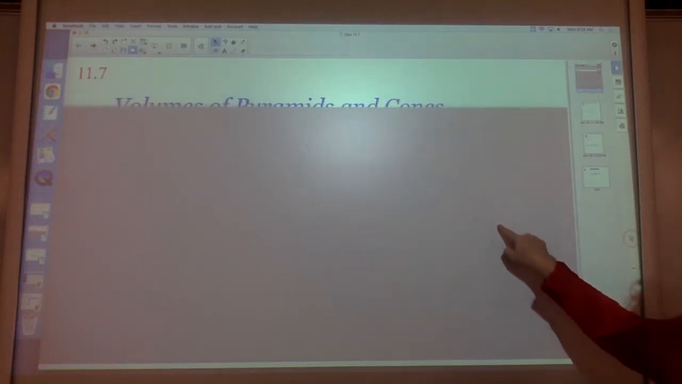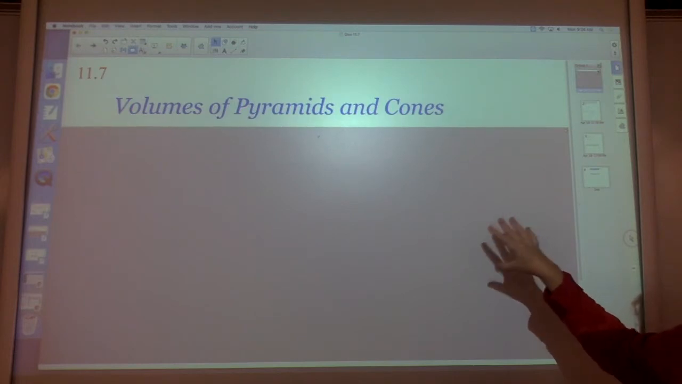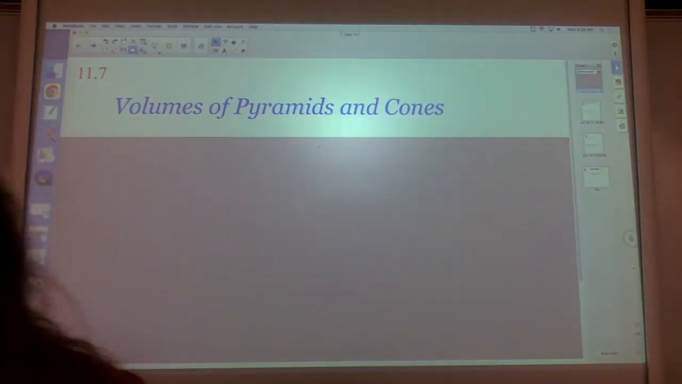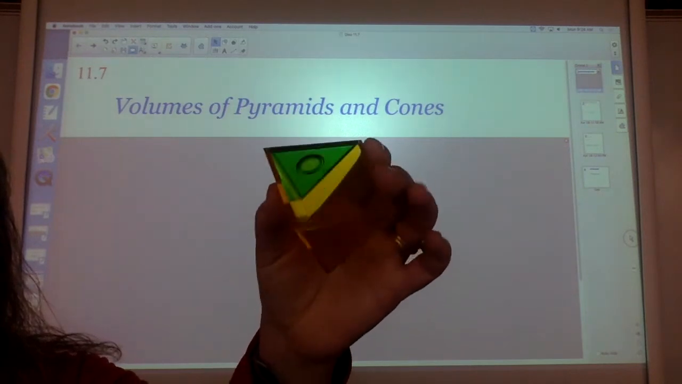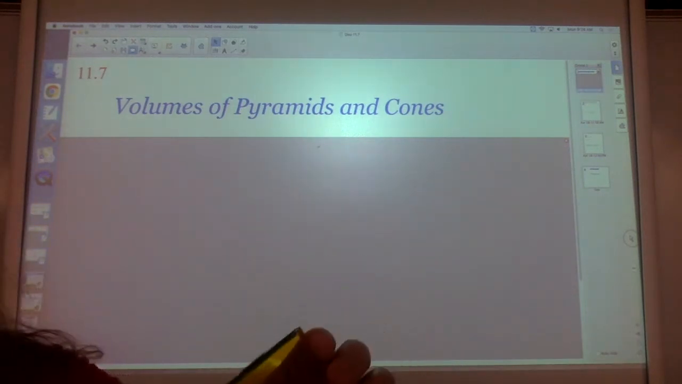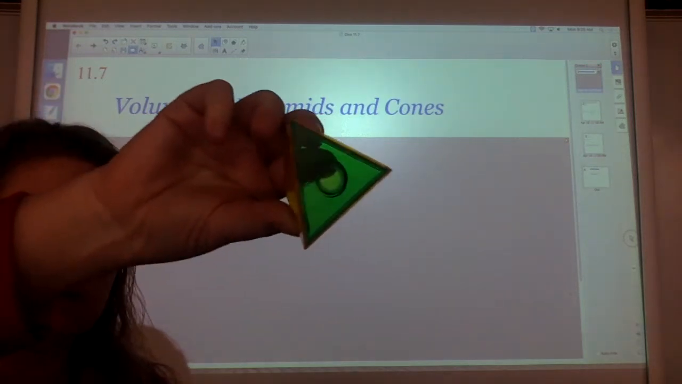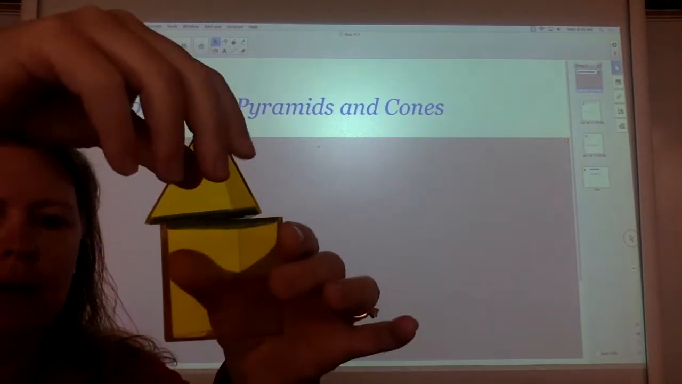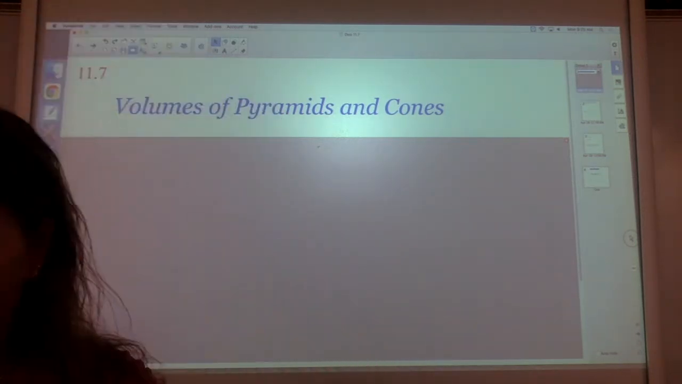Section 11.7 for geometry. Now we're going to still do volume, but this time of pyramids and cones. Reminder, the difference between cylinders and prisms. Here's a prism. Here would be a pyramid with the same base. Here's your pyramid. Put that on top. It's got the same base. Definitely doesn't take up the same amount of volume because it's pointed at the top.